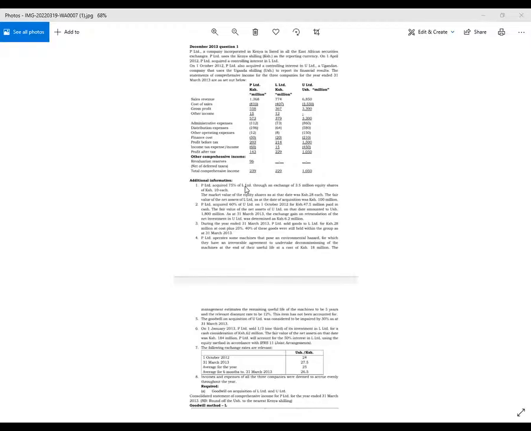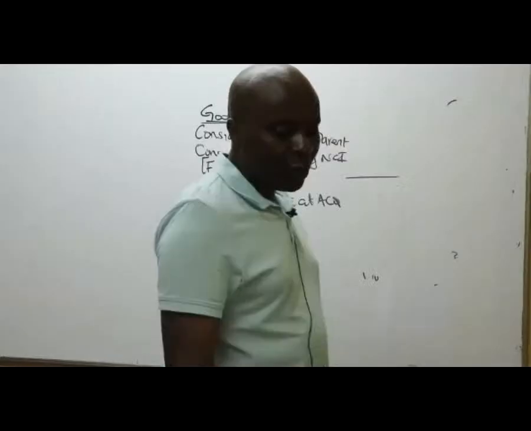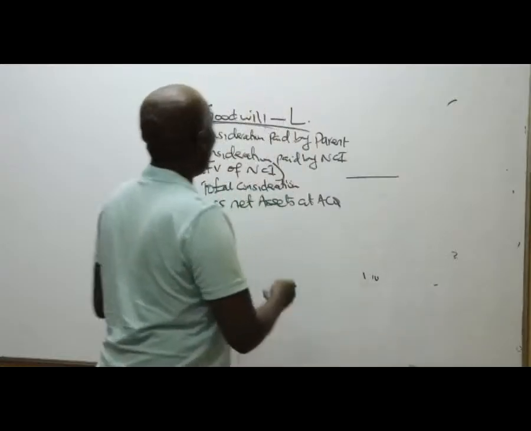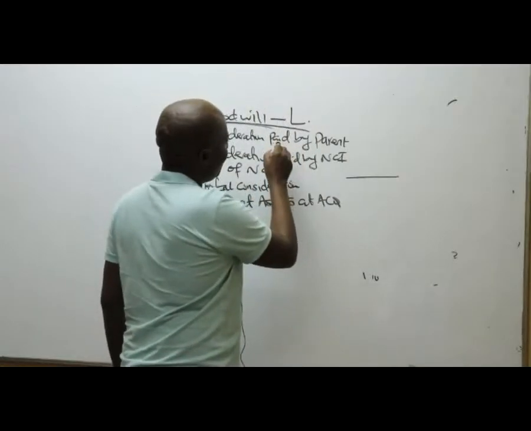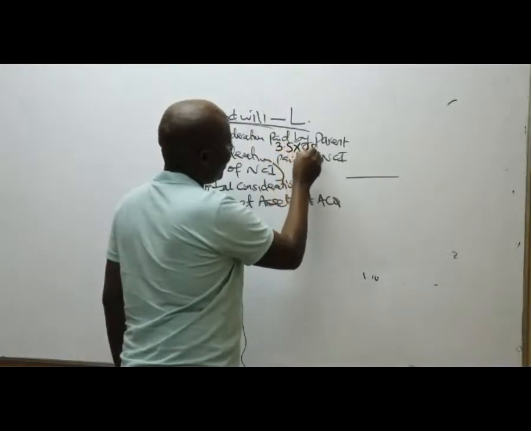But you see, we are concerned with the consideration, the value that was given out by the parent. The market value of the equity shares as at this date was 28 bob. So I'm concerned with this market value. The shares they gave out were 3.5 million and each share was worth 28. Therefore, the consideration paid by the parent will be 3.5 times 28 per share.